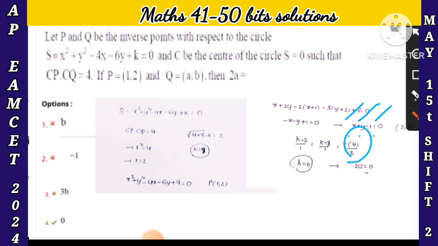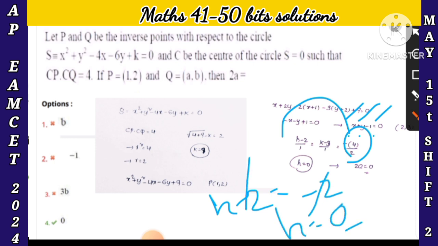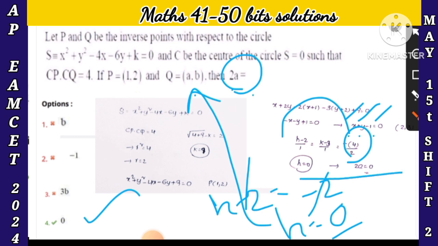Replace the values and do the simplification. H minus 2 is equal to, equate this to the last value, minus 2. Then you get h is equal to 0, and this h is nothing but the a value. We want the 2a value, that is equal to 0. Okay, no need to find the k value. K value was not asked, b value was not asked, only the a value was asked. So h is equal to 0 means a is equal to 0 and 2a is equal to 0. That's all. This is the answer.